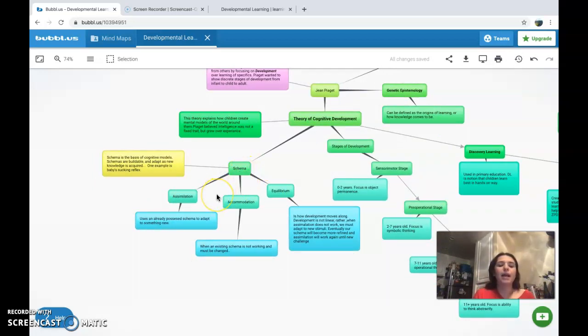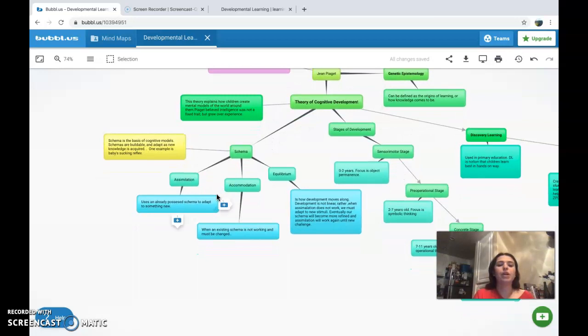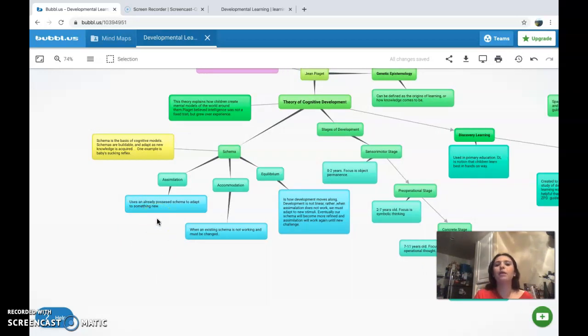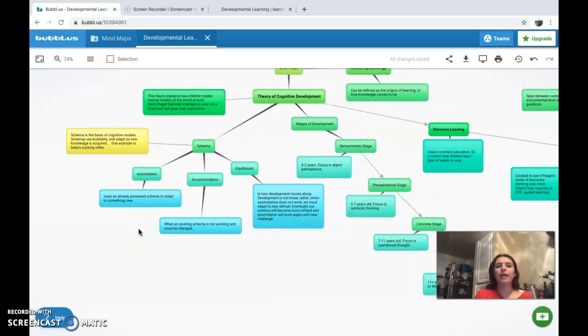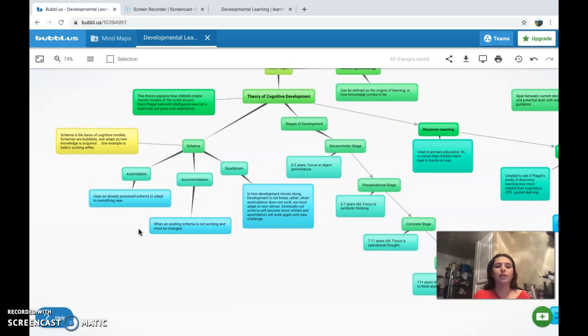Schema work by assimilation. So we have an already possessed schema and we adapt it to something new. So with this, I think of my little cousin who used to call all dogs Mimi, because since he was a baby, his parents had a dog named Mimi. Dogs were Mimis. So when he met puppies, he would say, "Oh, look, baby Mimi," because he understood that this four-legged animal was called Mimi in his mind, and this was how he assimilated it. This is just a baby version of it. So assimilation is using this schema we already have and making it fit into something new.